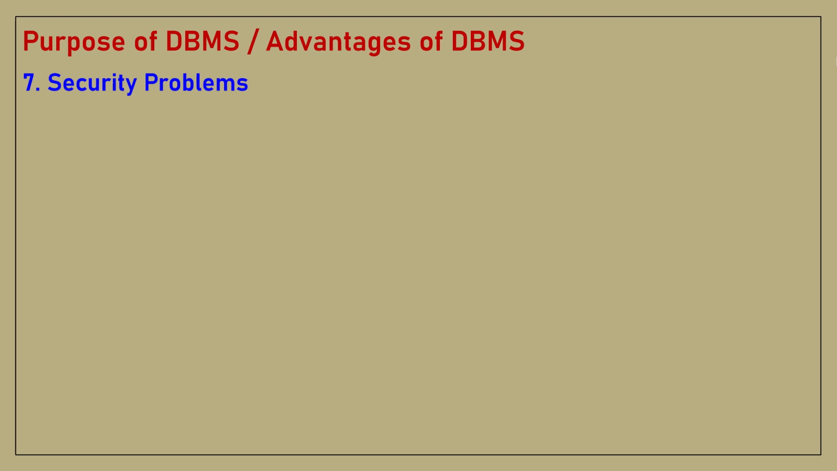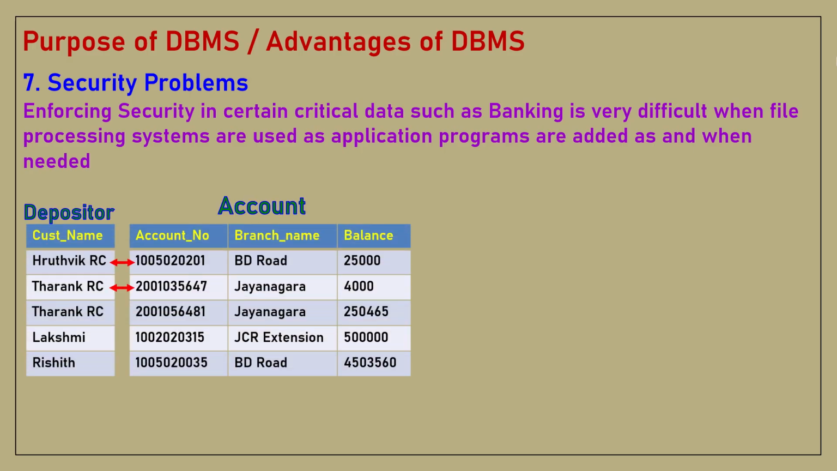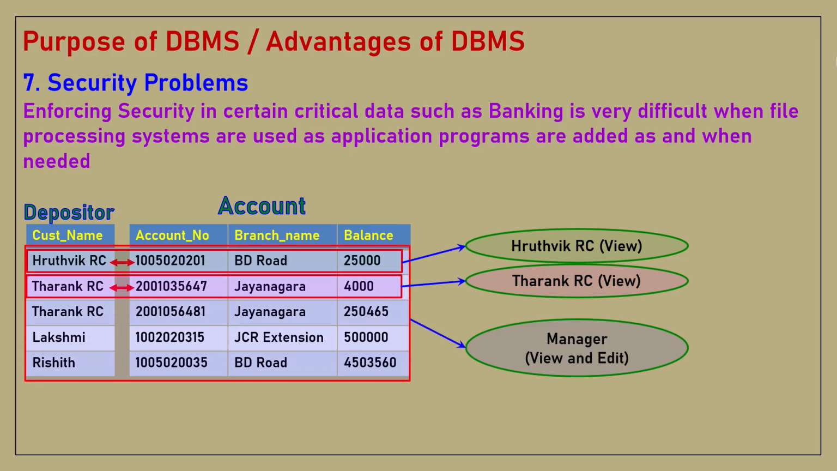Security problems. Enforcing security on certain critical data such as banking is very difficult when file processing systems are used, because application programs are added as and when needed. You can observe from the below example, each and every account holder can have view-only access to their account details, and a manager can have view and edit access to all accounts. Enforcing such column or row level security is only possible in databases.